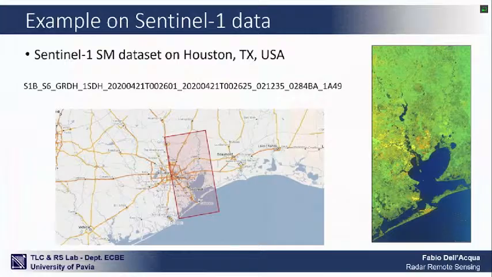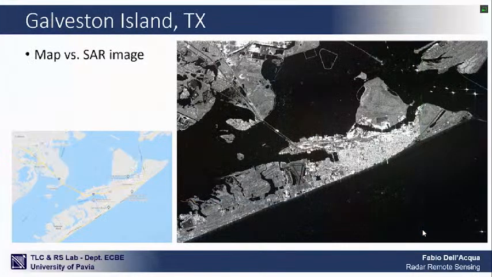It's a coastal area. See, this is the city of Houston. This is not very good in quality, but you can still see from the quick look image here that there's a bright area, which is the city, okay? But there's also an urban area here on the island. Let's zoom on it.